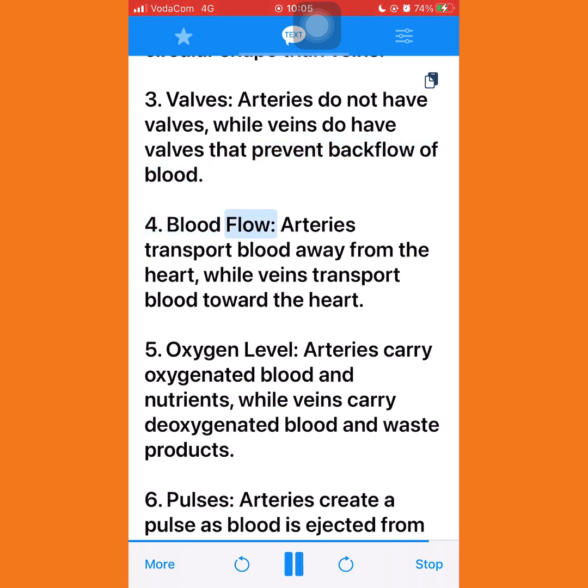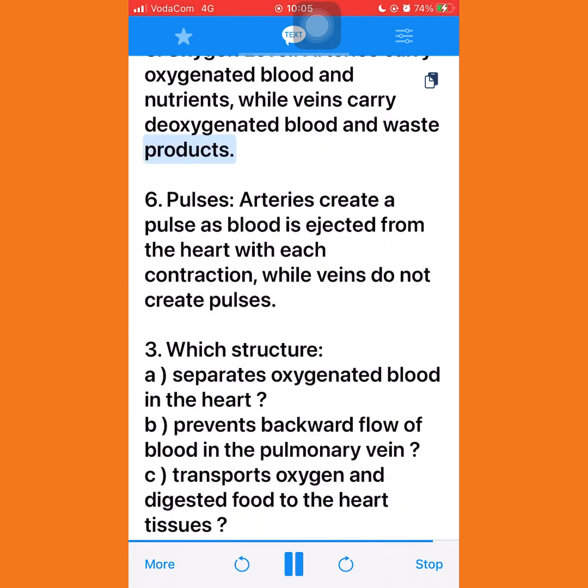4. Blood flow. Arteries transport blood away from the heart, while veins transport blood toward the heart. 5. Oxygen level. Arteries carry oxygenated blood and nutrients, while veins carry deoxygenated blood and waste products. 6. Pulses. Arteries create a pulse as blood is ejected from the heart with each contraction, while veins do not create pulses.